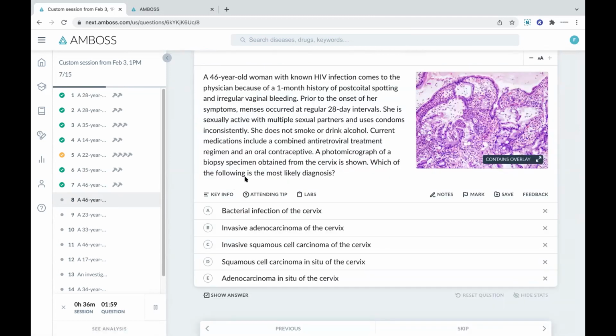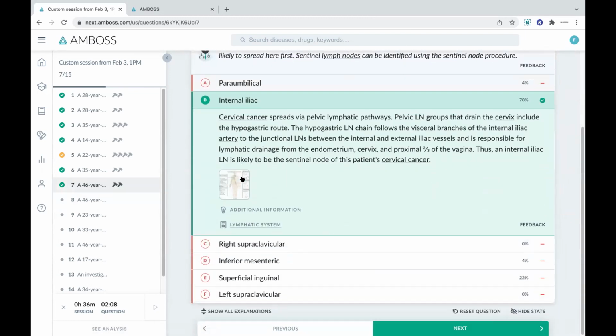Which of the following is the most likely? Okay, very good. I just want to talk about this very quickly. What drains in the para-umbilical? We get stomach carcinoma. Supraclavicular, we get stomach carcinoma. Inferior mesenteric, we can get anything from basically the GI carcinoma to all the other ones.